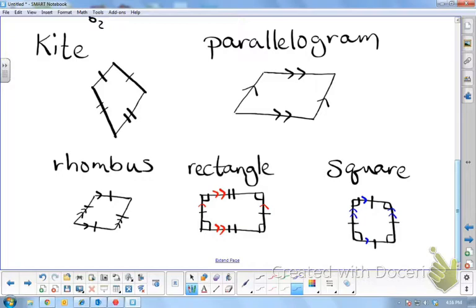There's nothing saying that our rectangle can't have all 4 sides matching, so we consider a square also a rectangle. There's nothing saying the rhombus can't have 4 right angles, so we consider a square also a rhombus. And same thing, we consider a square also a parallelogram.